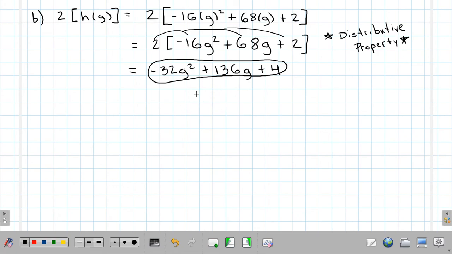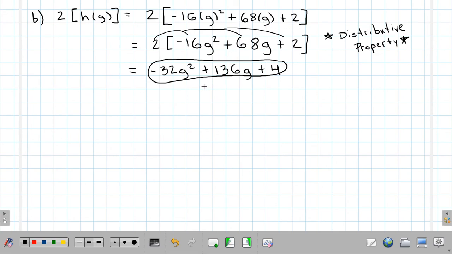So in this case, we had to know how to use the distributive property. We also needed to know function notation, meaning h of g, or y, when I guess in this case t is g, or x is g. So we plug in g, and then we take it as far as we can.